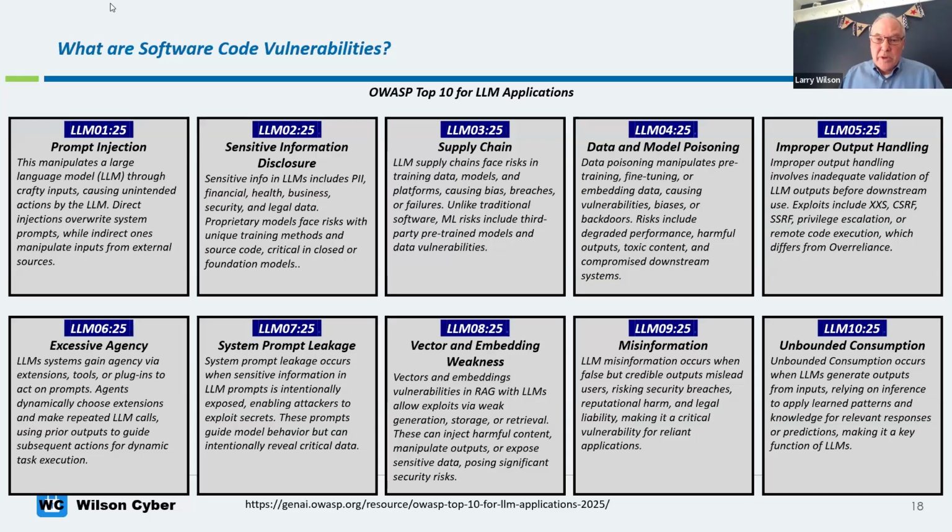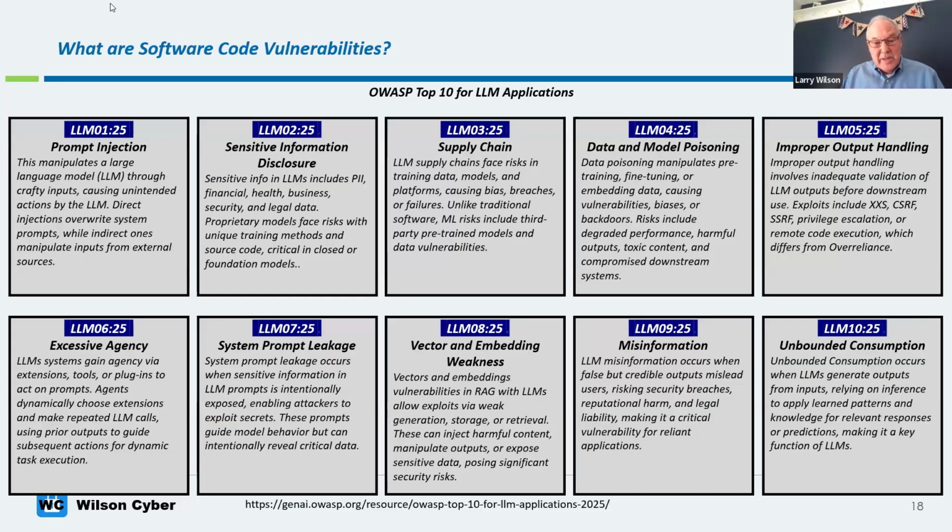We have data and model poisoning, which manipulates pre-training, fine-tuning, or embedded data, causing vulnerabilities, biases, or backdoors. We have improper output handling, which involves inadequate validation of LLM outputs before downstream use. We have excessive agency, where they gain agency via extensions, tools, or plugins and act on prompts. It basically gives you too many permissions within the model. We have system prompt leakage, when sensitive information in the prompts is exposed.